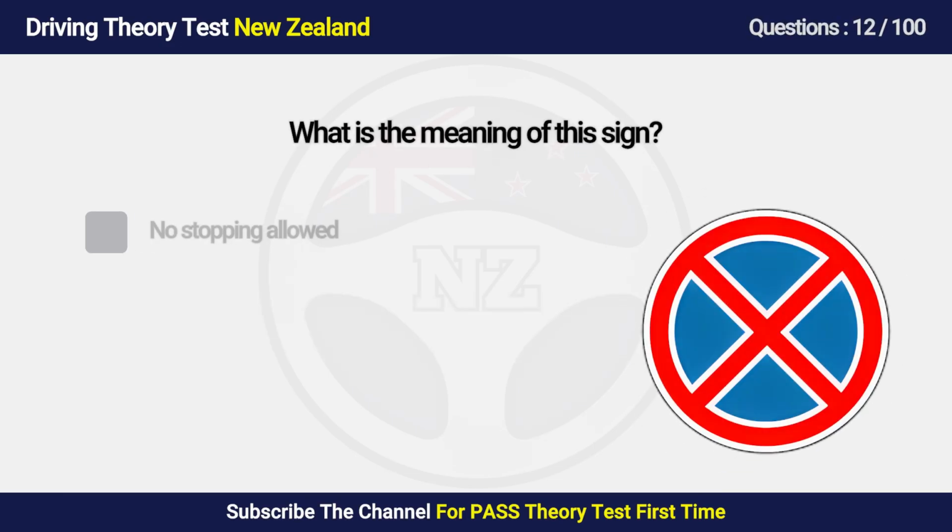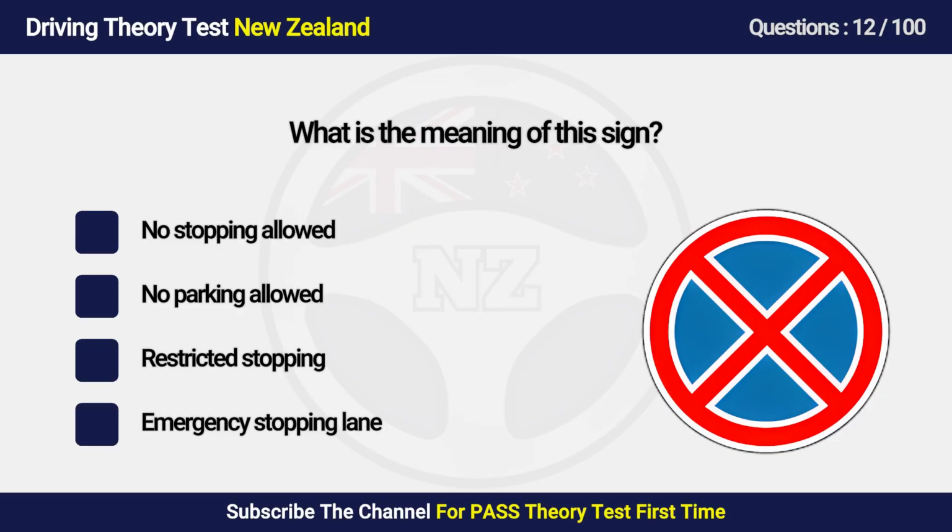Question 12. What is the meaning of this sign? A. No stopping allowed. B. No parking allowed. C. Restricted stopping. D. Emergency stopping lane.